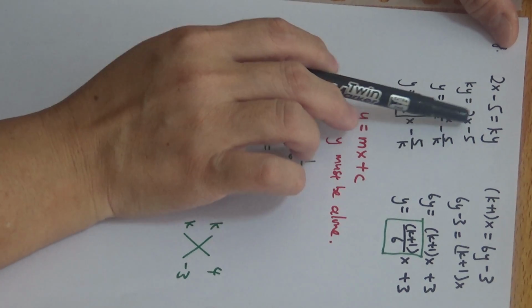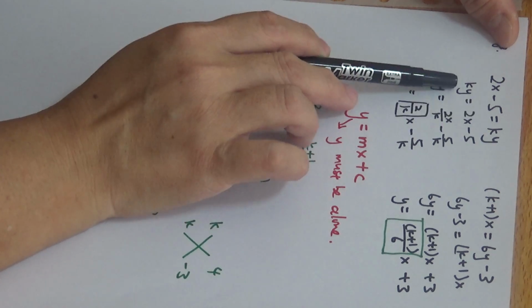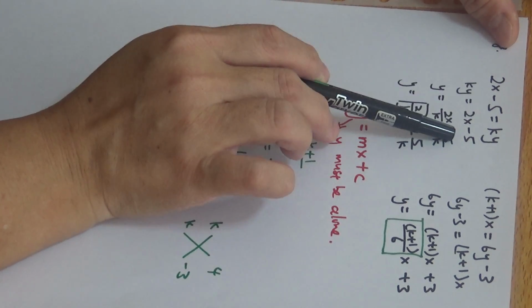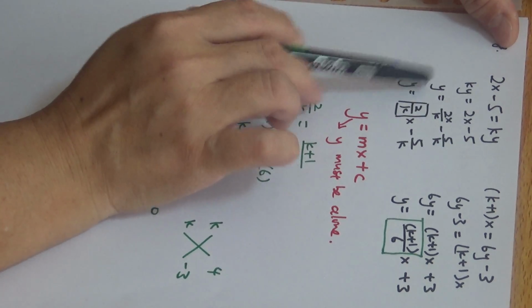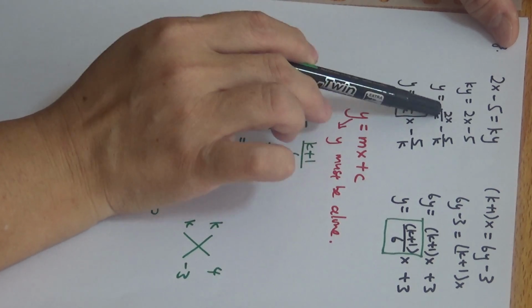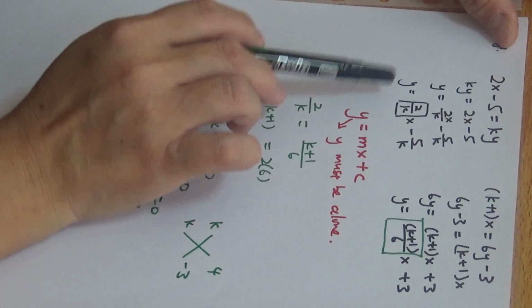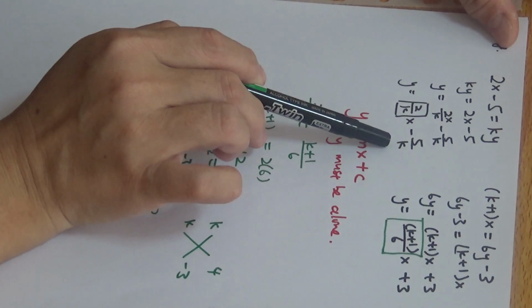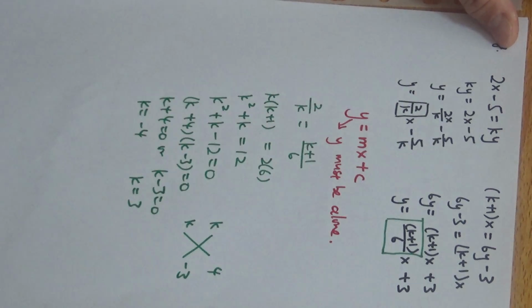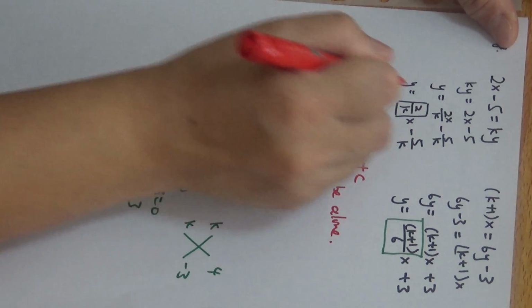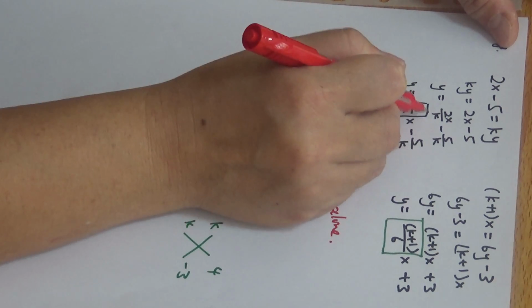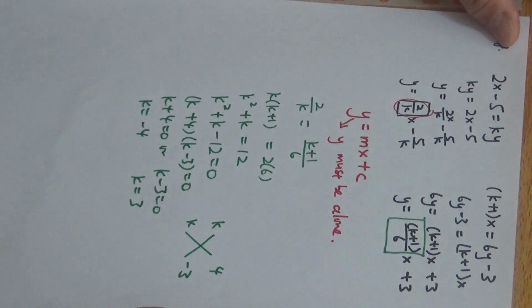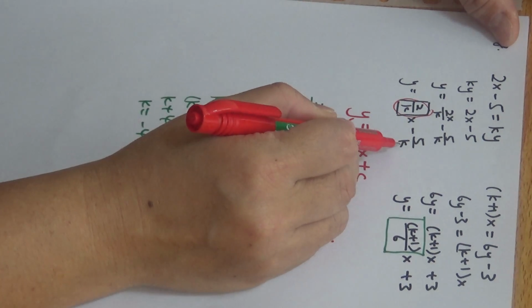Okay, so I'm going to rewrite this. Can you see that I shift these two? I make y alone. How to make y alone? I divide by k throughout. So I will get y equals 2 over k x minus 5 over k. So this is my y. This one will be my gradient, and this is the y-intercept.